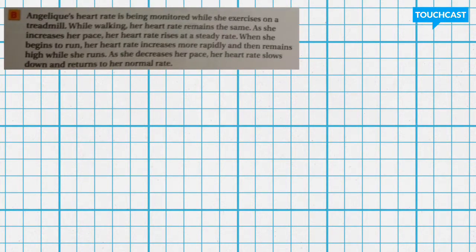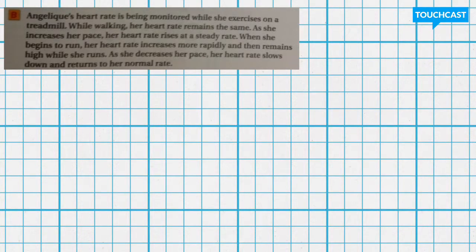Now let's look at another example where we need to sketch the graph. We have Angelique's heart rate being monitored while she exercises on a treadmill. While walking, her heart rate remains the same. As she increases her pace, her heart rate rises at a steady rate. When she begins to run, her heart rate increases more rapidly and then remains high while she runs. As she decreases her pace, her heart rate slows down and returns to her normal rate.